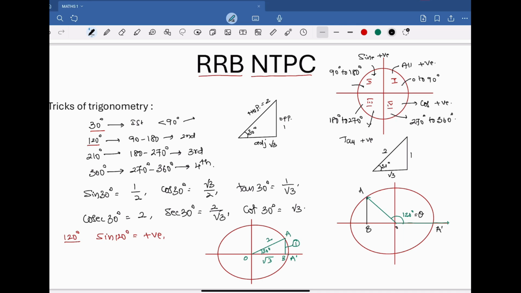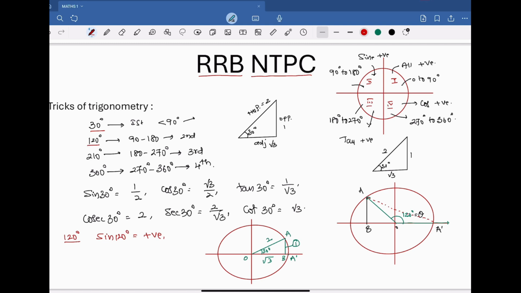And there is no hypotenuse, there is no opposite side, and when you connect A to A dash and AB, here B, the right angle triangle is not here. Please try to understand. This is not the right angle triangle. This is the only right angle triangle. OAB is the right angle triangle.